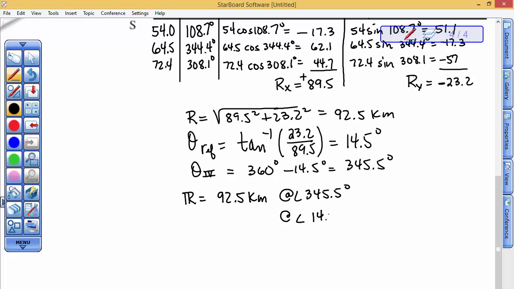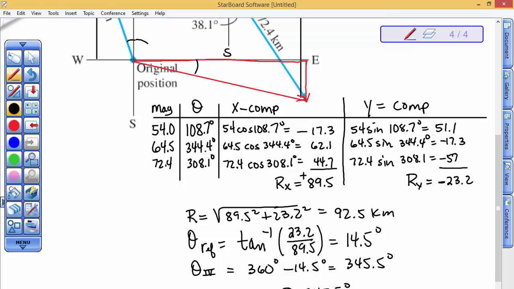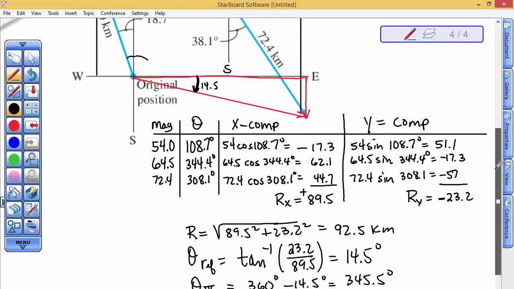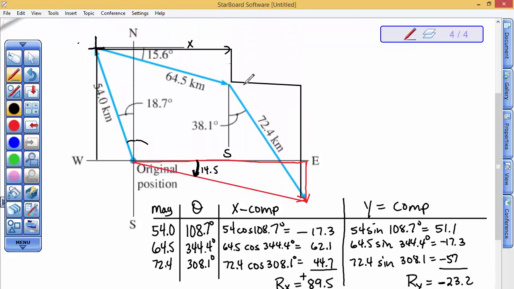I believe it would be south of east. Let's go back up there and look. This looks like 14.5 degrees. Here's east, and it looks like it's south of east. Again, the magnitude of this line turned out to be 92. Look at our picture. You know, this is 54, this is 64, this is 72. This turned out to be 92. So from its original position, it went northwest, then it went kind of southeast, then it went a little bit more southeast, and it ended up southwest in terms of my final results right here. Very good.